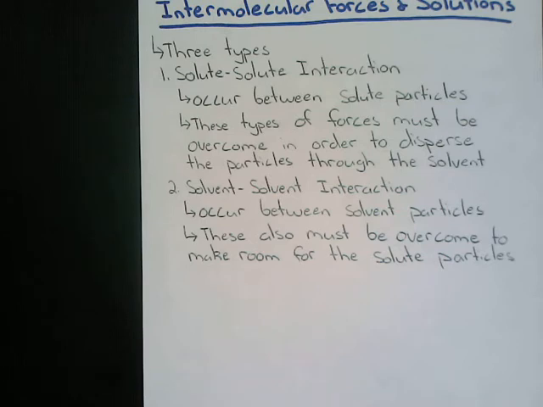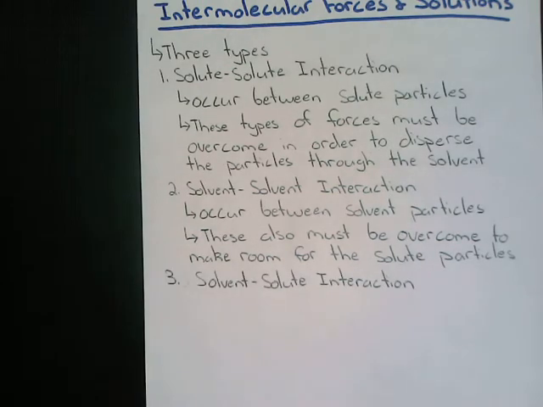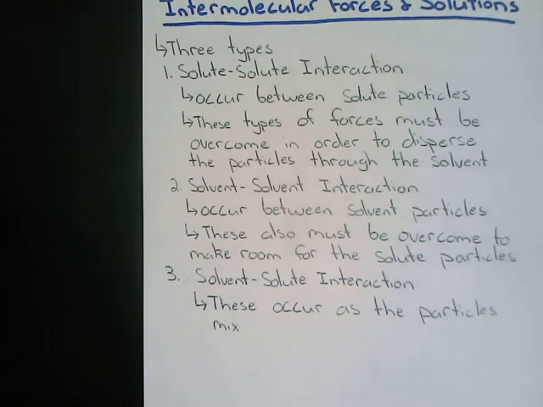Now, the third type of interaction is the solvent-solute interactions. Now, this type of interaction is going to occur as the particles mix. So in our example that we've been using here, that sodium chloride dissolving in water, the interaction where the water molecules actually surround each of the ions, the sodium and the chloride ions, that is that solvent-solute interaction.